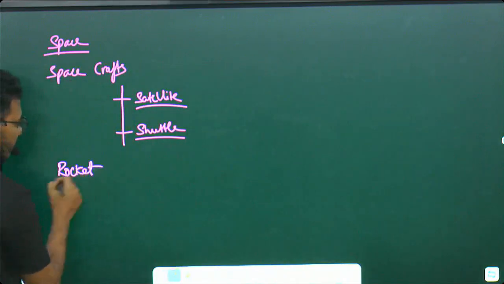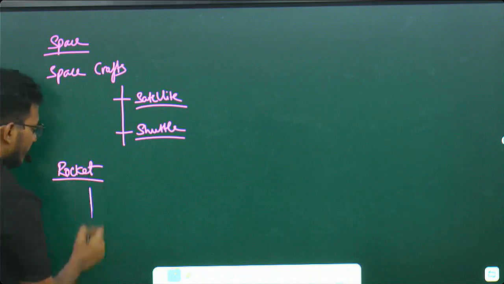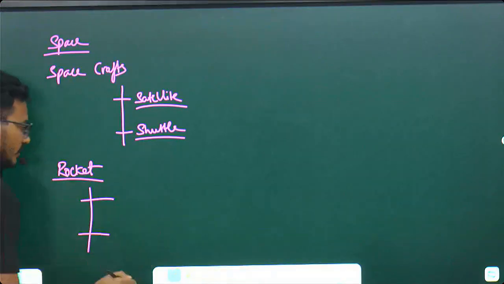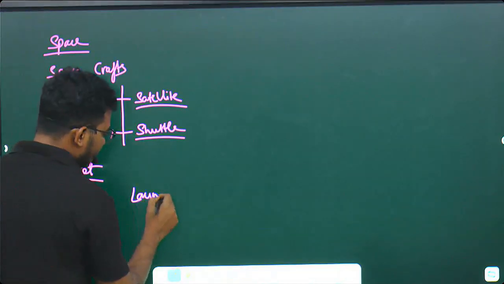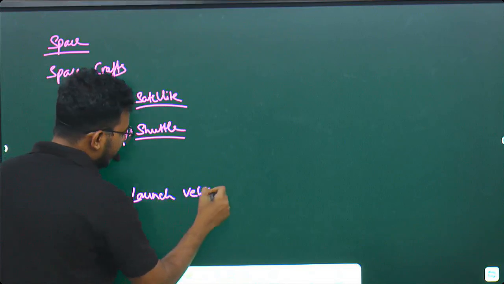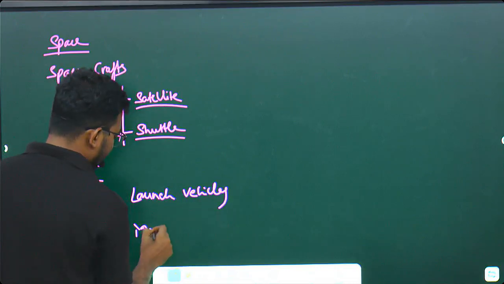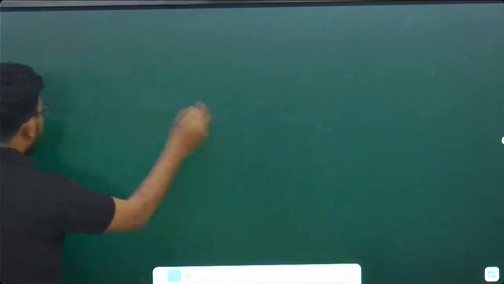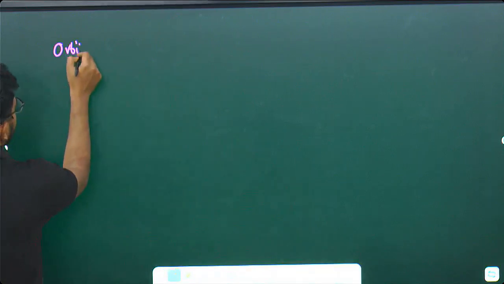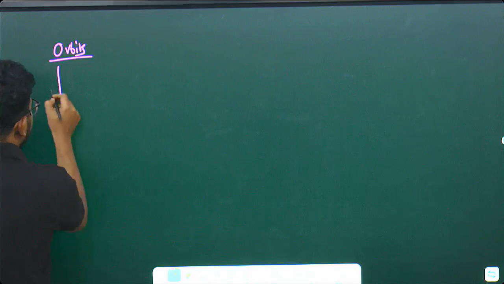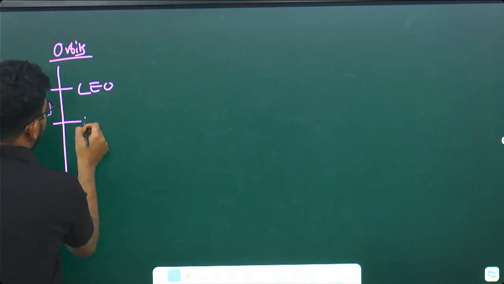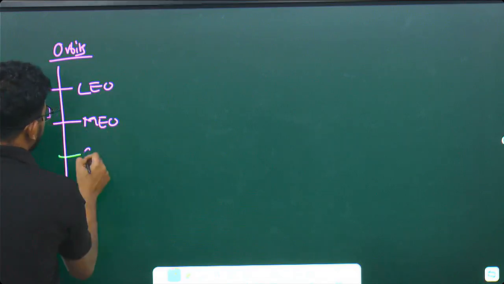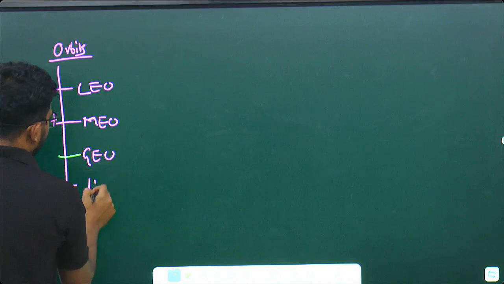rocket, engine or motor. Using this we'll launch two things. One is launch vehicles, second one is missiles. And then we have seen orbits: LEO, MEO, GEO, HEO.